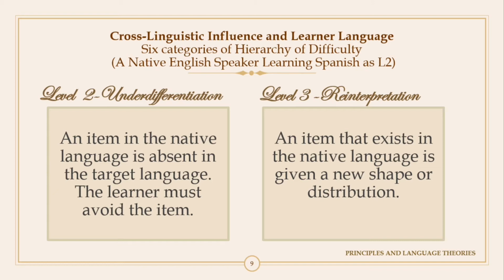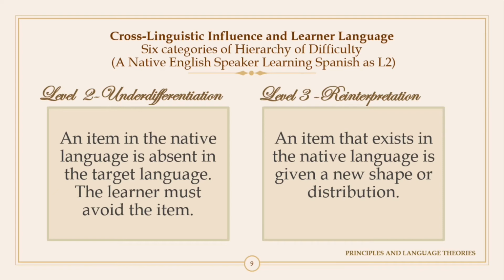Next is level 2, which is underdifferentiation. It is an item in the native language that is absent in the target language, so the learner must avoid the item. For example, English learners of Spanish must forget such items as English do as a tense carrier, possessive forms, or the use of the word some with mass nouns.